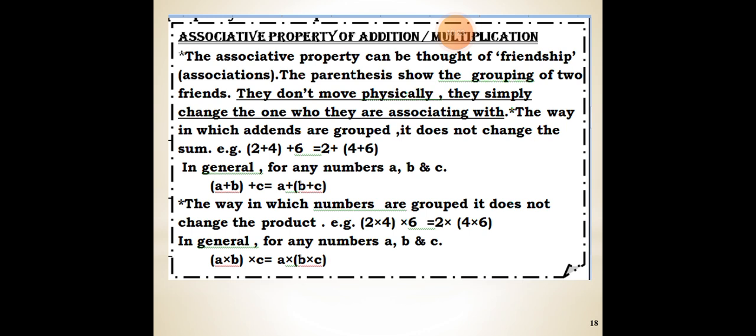Associative property of addition or multiplication. The associative property can be thought of as friendship associations. The parentheses show the grouping of two friends. They do not move physically, they simply change who they are associating with, the way in which addends are grouped. It does not change the sum.